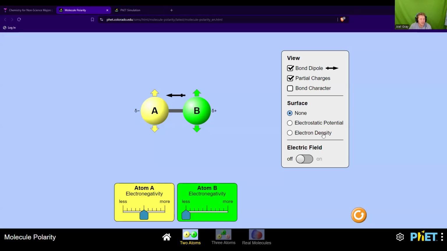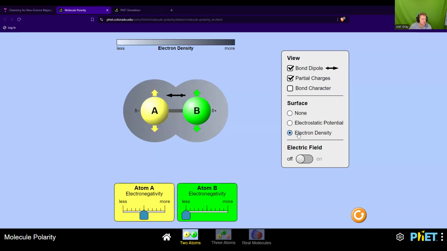If you look at this model right here, I'm going to add this surface. If you click the options on the right-hand side of the screen, you have this electron density. This electron density is just shading. The darker it is, the greater the electron density. So what that means is the more electrons are on the left-hand side, by the more electronegative atom. I'm going to remove that.